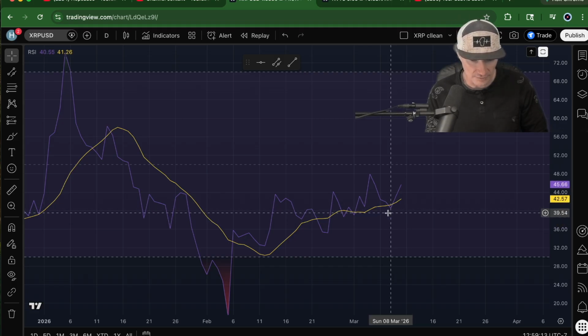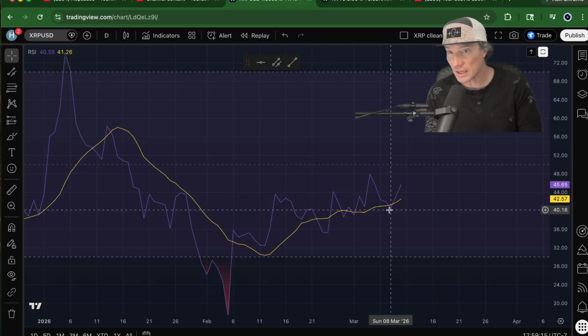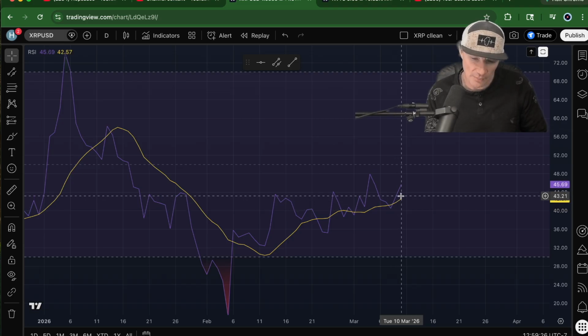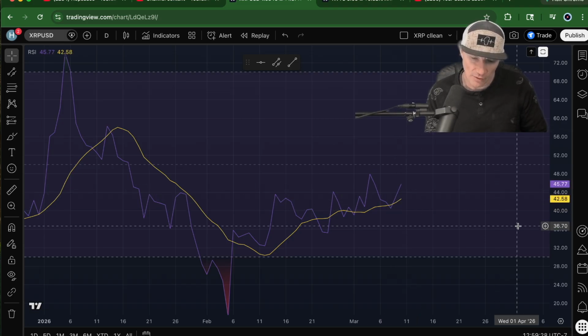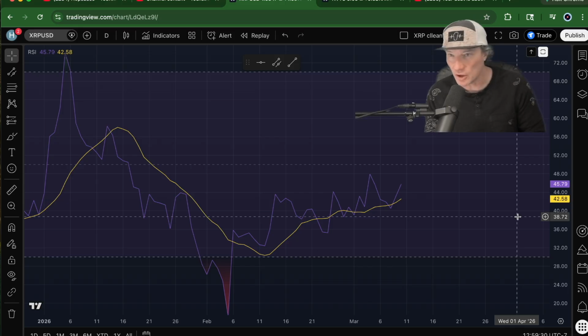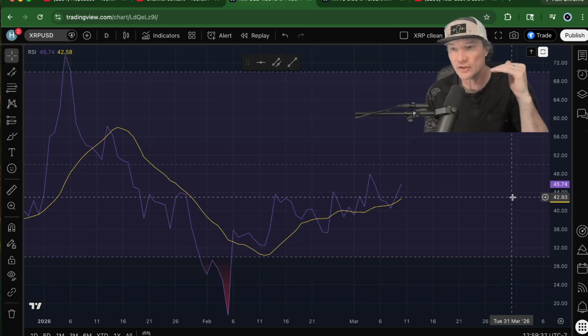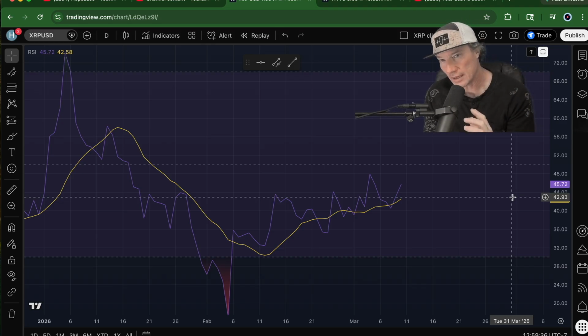So a kink, if I was looking to make a move on this particular chart, which is XRP, we have a kink to the upside. Now, the numbers over on the right-hand side. Anything below 50 is a sign of a strong downward trend.